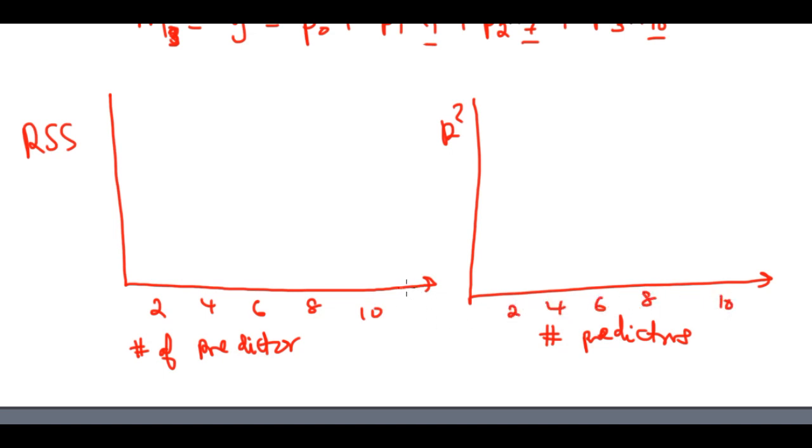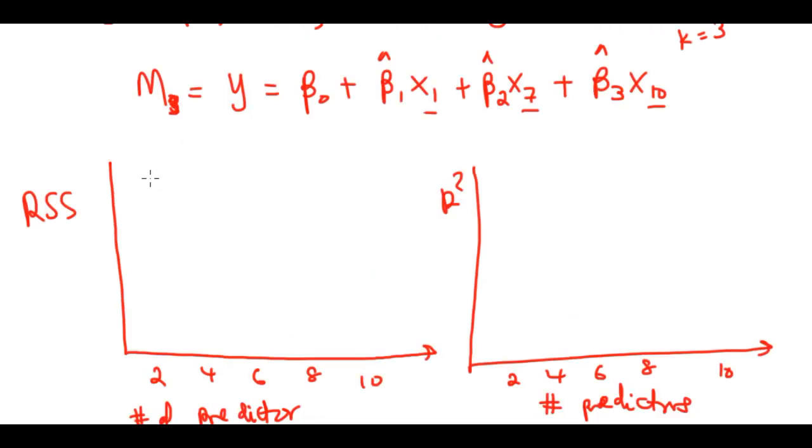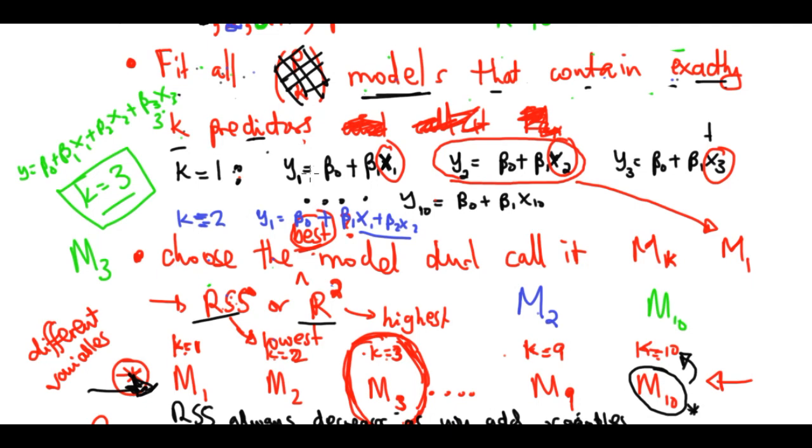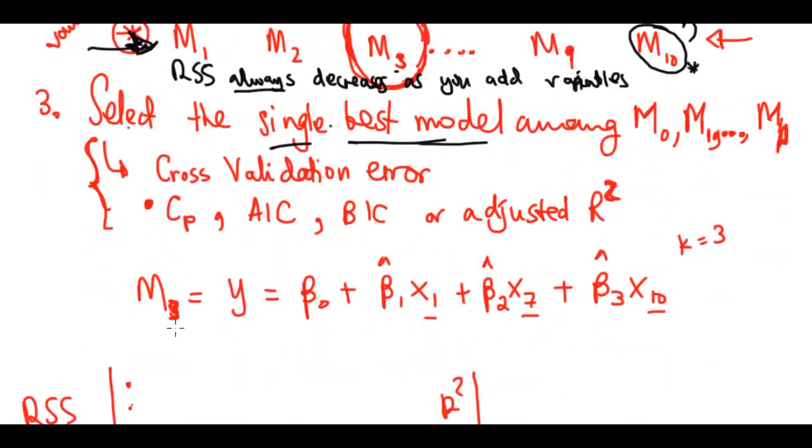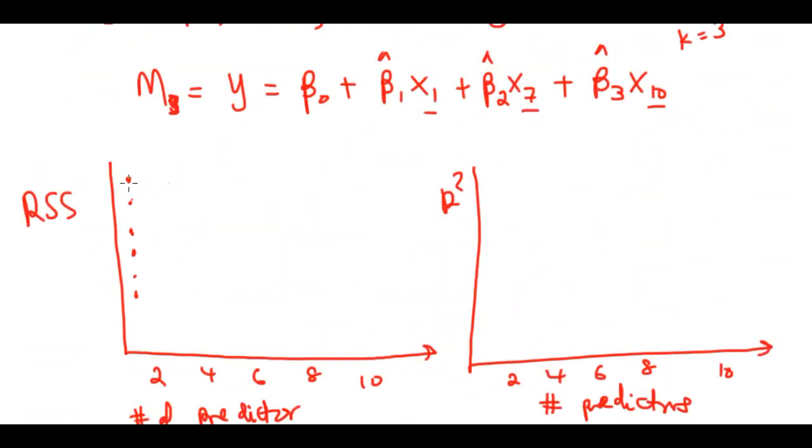For each of them, let's plot the RSS that is associated with it. When k equals 1, we can plot the RSS associated with each of those models. We have to choose the best model for k equal to 1, so we calculate the RSS for this one, this one, and this one, and plot them. So for each of the models with k equal to 1, we plot their RSS like that.